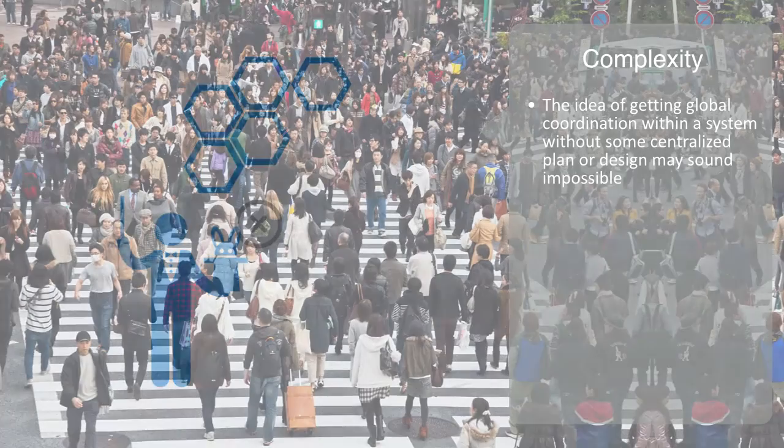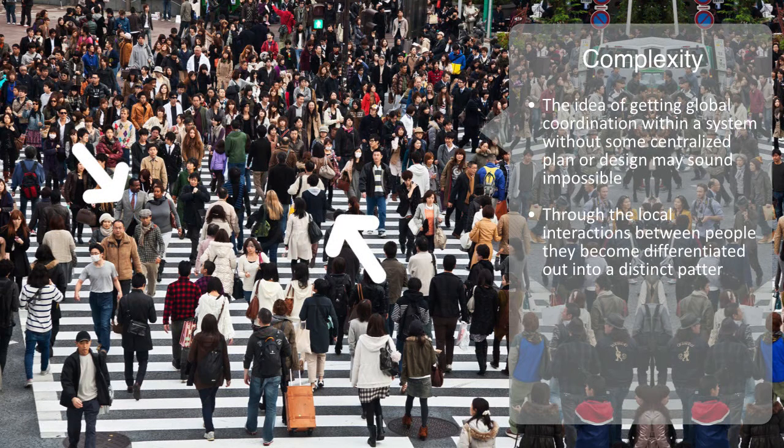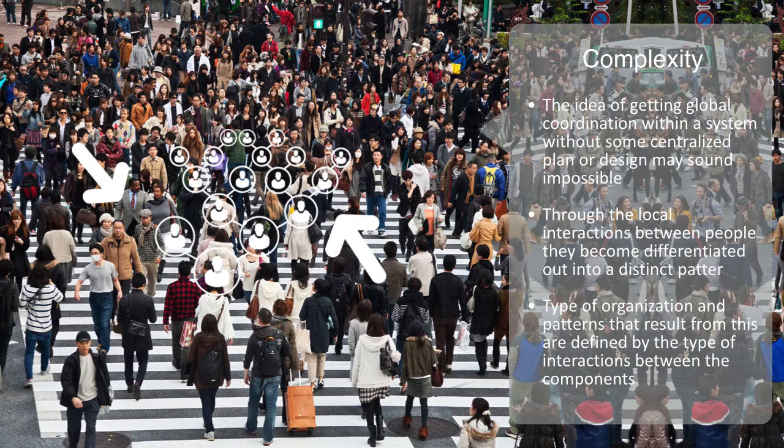Think about people crossing the street. There is no one orchestrating the process, but through the local interactions between people, they become differentiated out into a distinct pattern with the formation of coordinated lanes going in each direction. Without formal design and centralized coordination, components interact in a non-linear, networked fashion. The type of organization and patterns that result from this are defined by the type of interactions between the components, and not the design pattern that was imposed on the system.